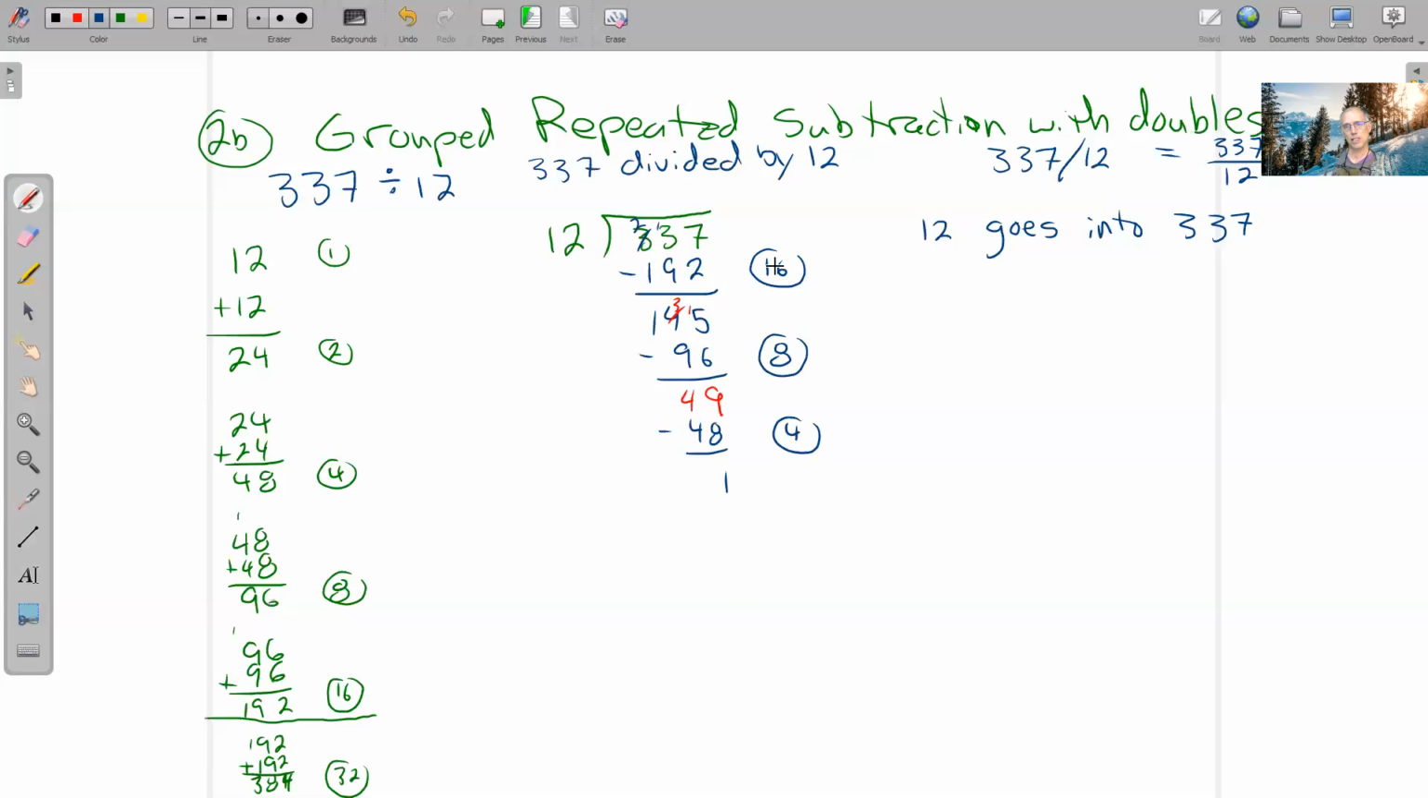So what do we get? 16 plus 8 is 24, plus 4 is 28, with a remainder of 1, which I think we got the other way using a different group repeated subtraction. So the group repeated subtraction with doubles is we make a list of doubles, and we make a note of how many doubles I have, right? Or how many 12s I have in this case. So there's 1 12, 2 12s, 4 12s, 8 12s, 16 12s. I went to 32 12s just to make sure I didn't need any more. And then I start taking out the groups I need.